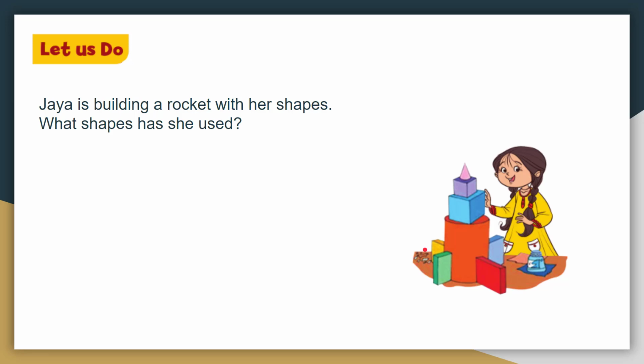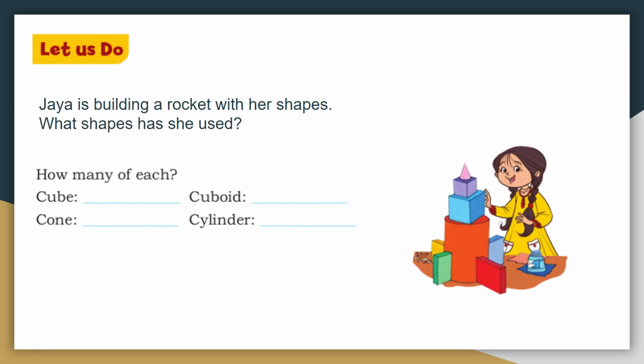So can you say how many of each? How many cubes are used? How many cuboids, cones and cylinders are used to make a rocket by Jaya? You can stop the video and count them, then write the numbers.